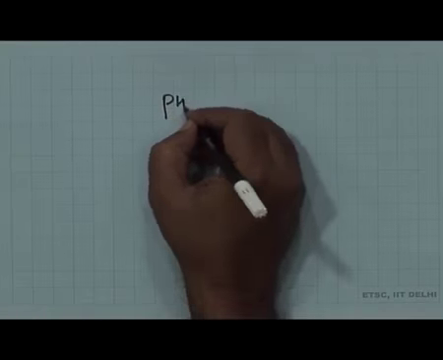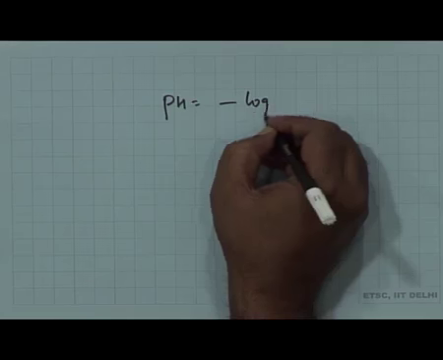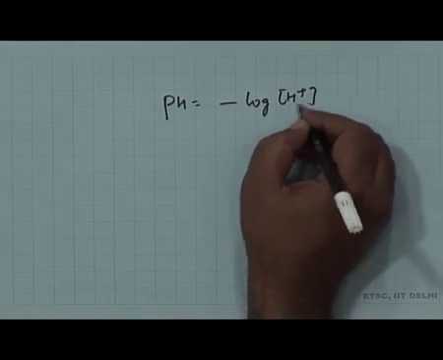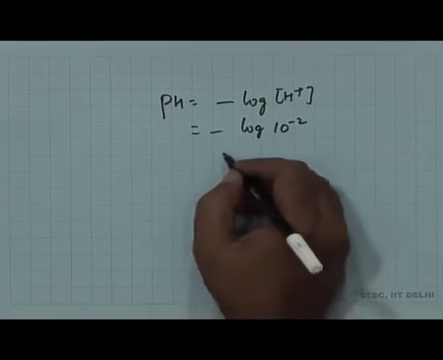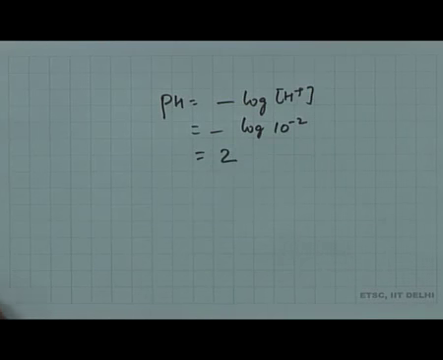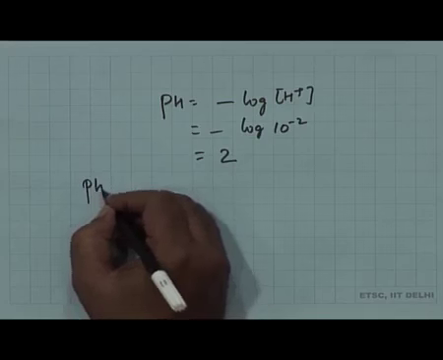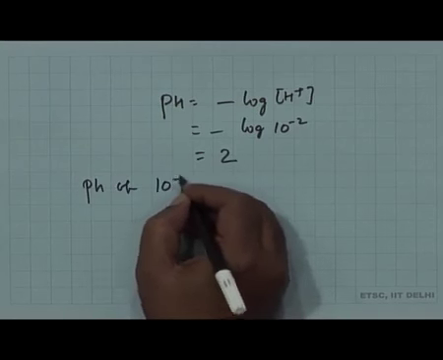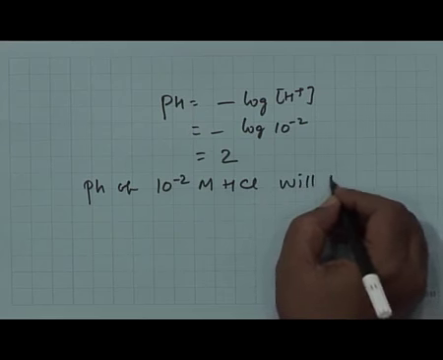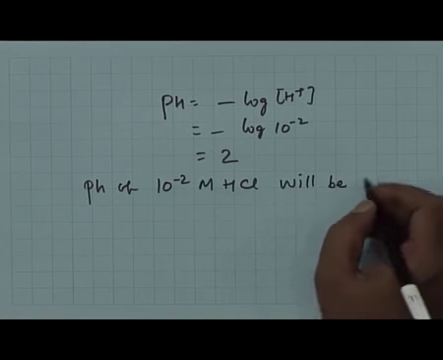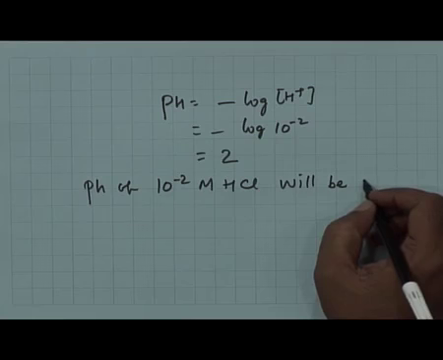And so, pH will simply be equal to minus log [H+], which is minus log 10 to the power minus 2, and that is equal to 2. So, the pH of 10 to the power minus 2 molar HCl will be 2.